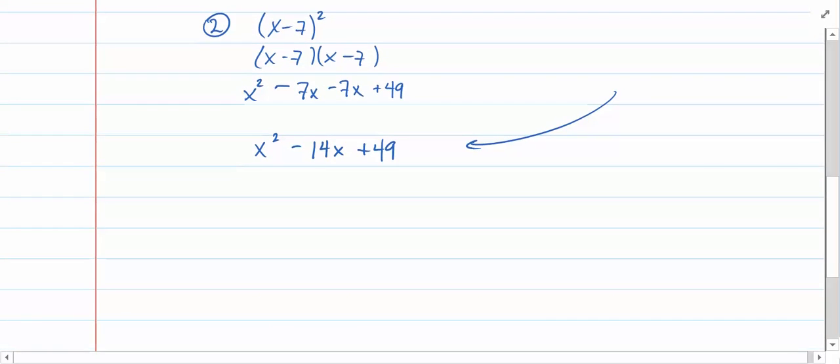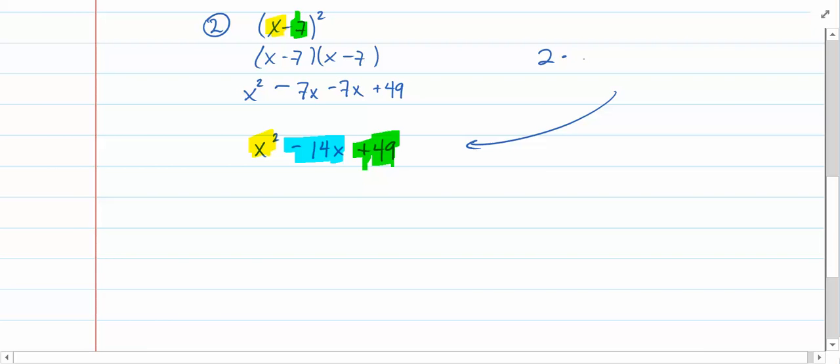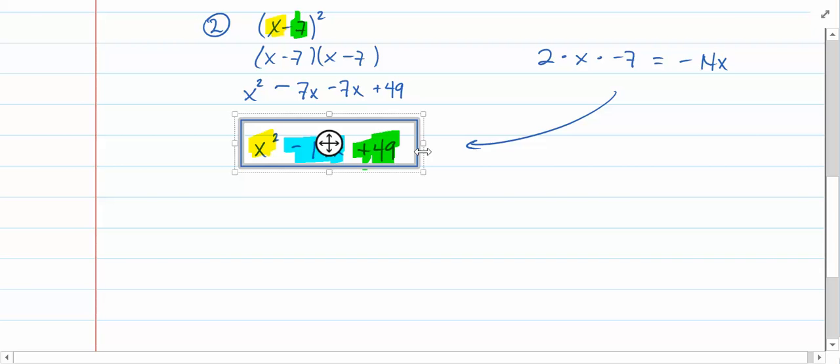Let's check it out. Was our first number squared? Yes. Was our second number from the binomial squared and placed at the end? Yes. And it has our positive sign. Lastly, is this middle term equal to 2 times the product of the two terms of the binomial? 2 times x times negative 7 does equal negative 14x. So again, we have a result that matches the pattern of a squared binomial.